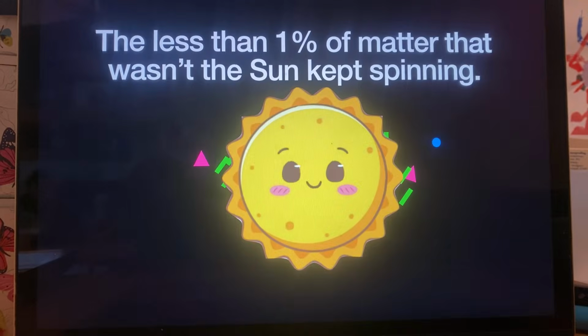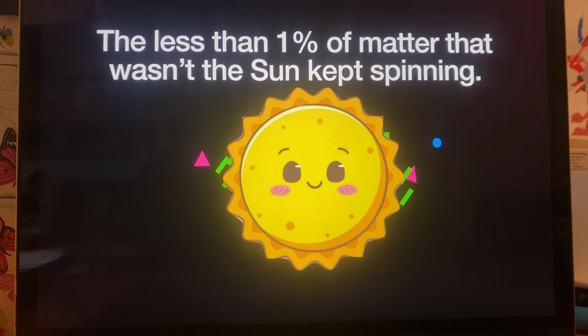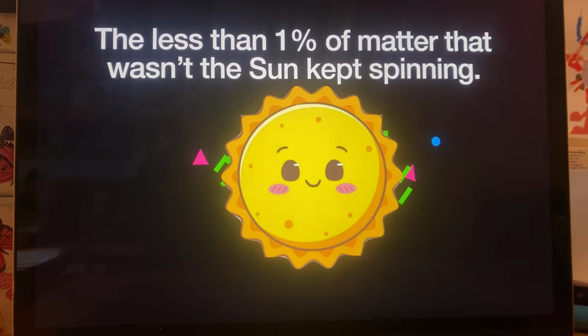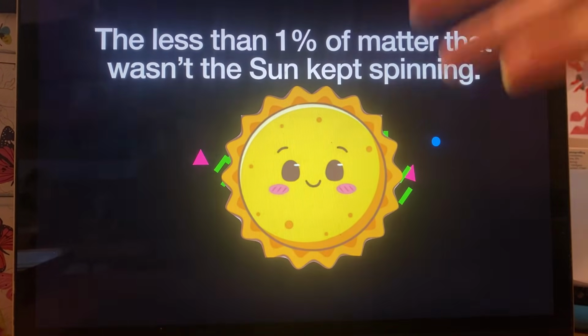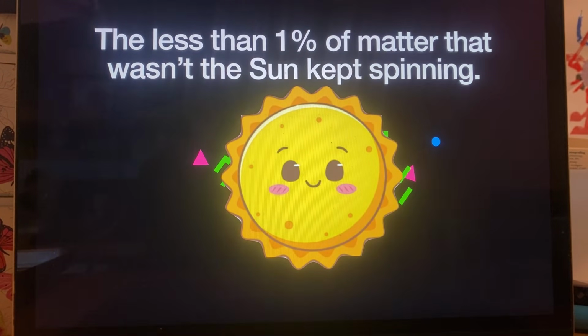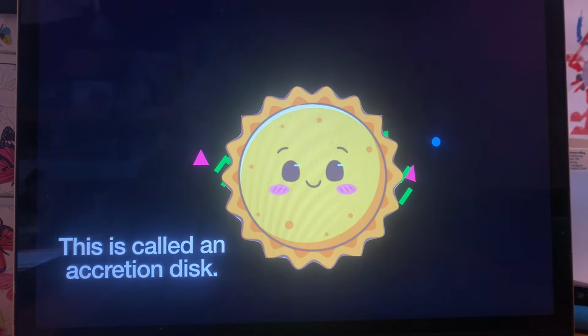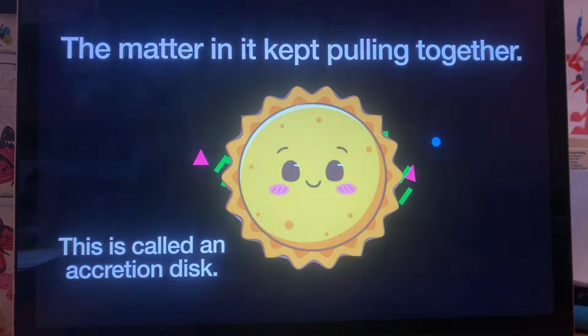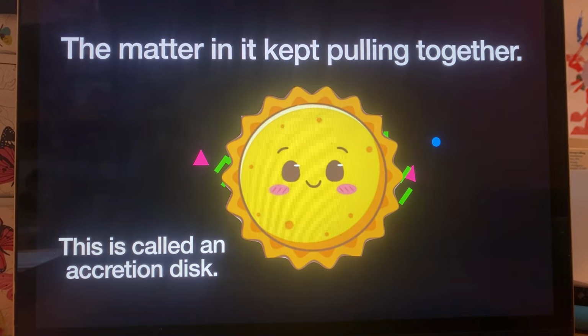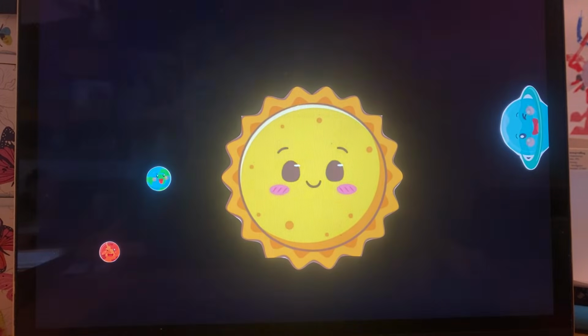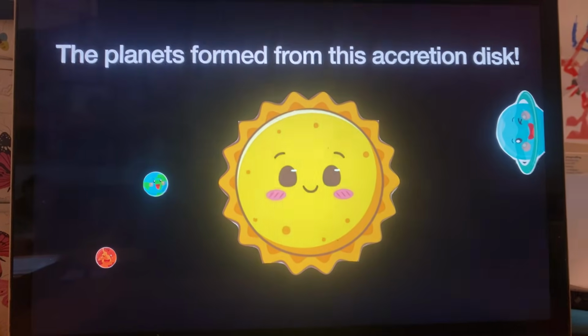Yay! So less than 1% of the stuff that isn't the sun kept on spinning, okay? So we've had this big cloud of hydrogen and helium and whatnot. It's called a nebula. It's collapsed because of gravity. More than 99% of it has just turned into our sun. So less than 1% of it is just still spinning around the sun like that. And this is the accretion disk. And should we keep going? Yeah, let's keep going. So the matter in this accretion disk keeps pulling together and pulling together and pulling together until eventually the planets form. Whew! Right.